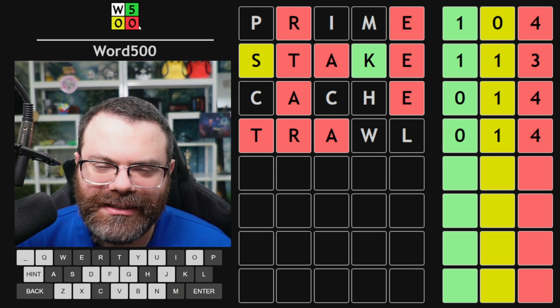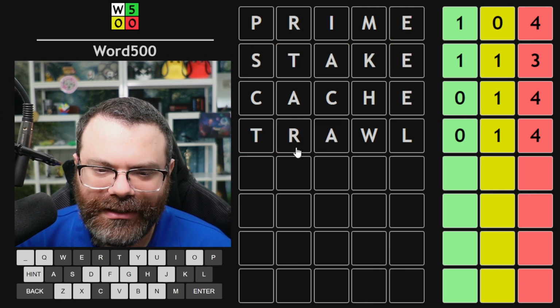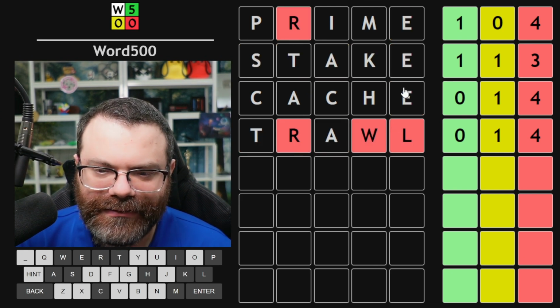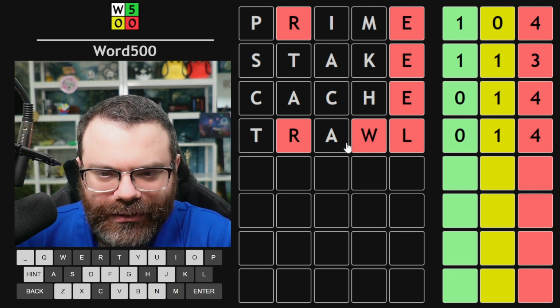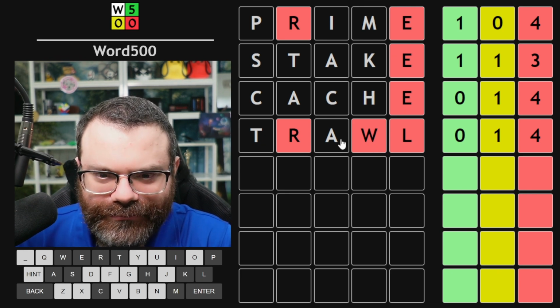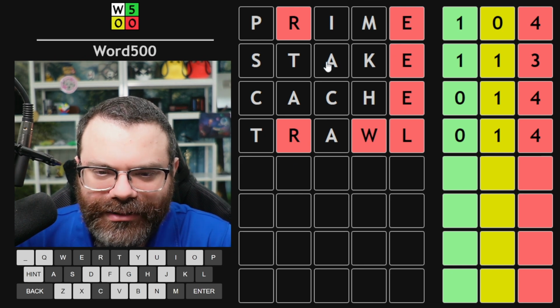So I think there isn't a W or L in the word. I'm pretty convinced about that. So none of these are in the word. So what else can we do here? There is a T or A in the word, which means there is an S or K. Let's bring in the A again.